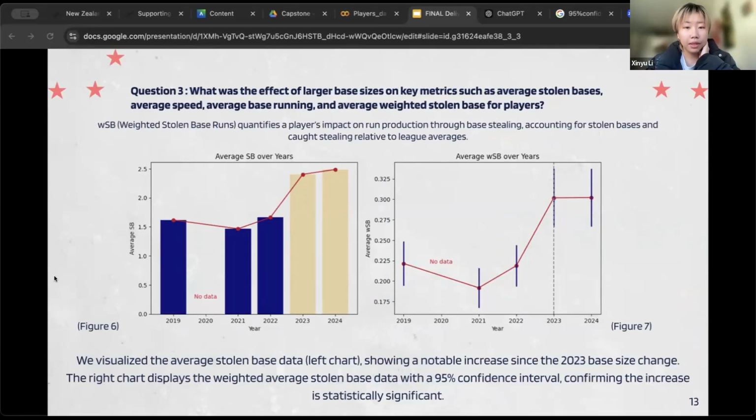On this graph, we can see that for different years the confidence intervals do not overlap, which suggests a significant increase in average weighted stolen base starting from 2023. This indicates that larger base size likely had a positive impact on stolen base performance, and this change is not due to chance.